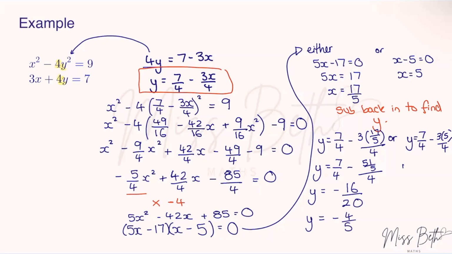And then for the other one, we would have y equals 7 over 4. We're substituting in x equals 5, so minus 15 over 4, which of course gives us the negative 8 over 4, which means that y is equal to 2. So just to highlight our solutions, we have our 2 x solutions and 2 y solutions. Right, one last question to go through.